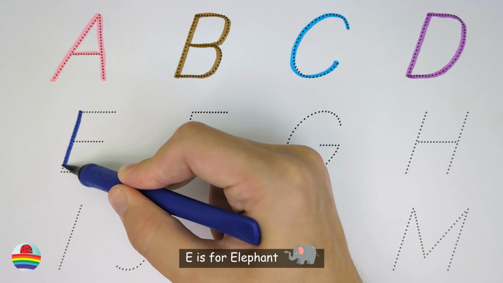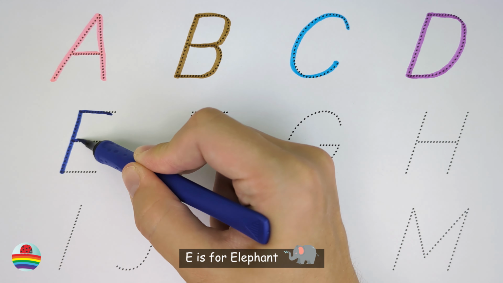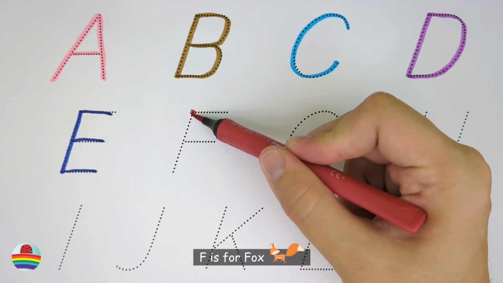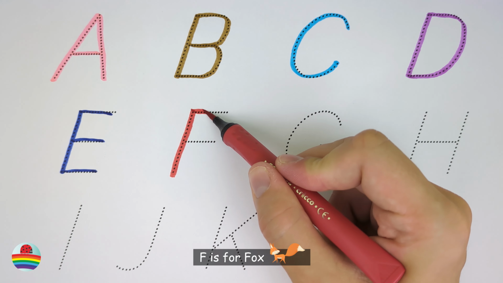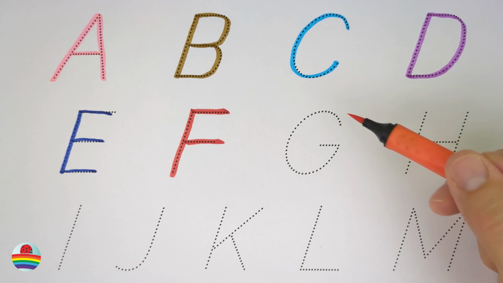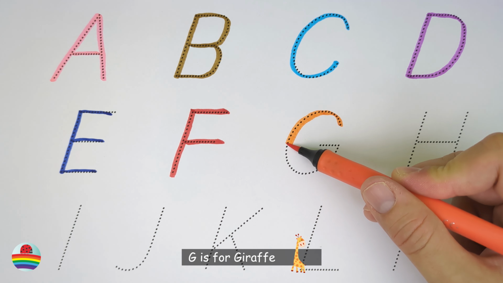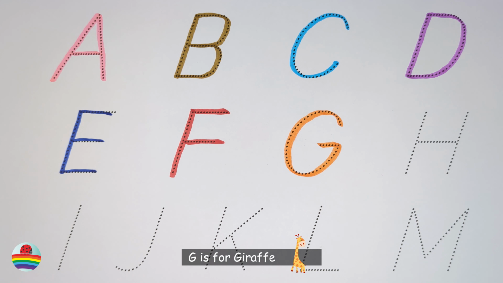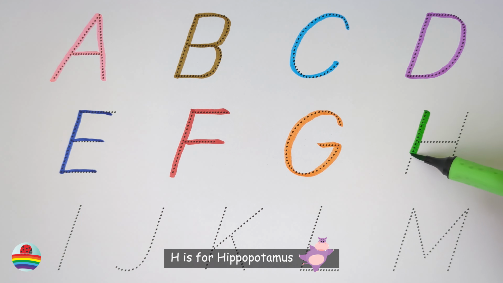E. E is for elephant. E. F. F is for fox. F. G. G is for giraffe. G. H. H is for hippopotamus. H.